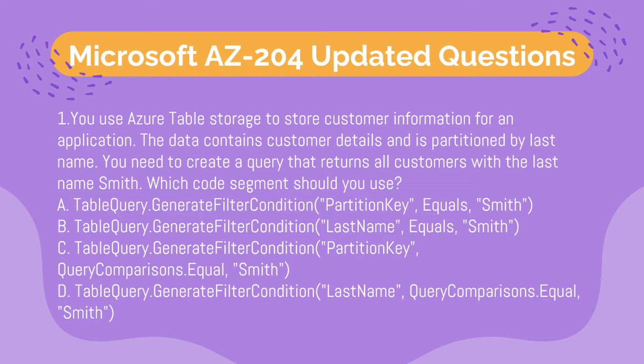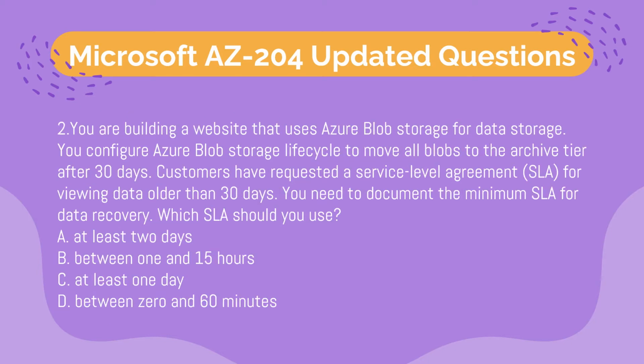A. TableQuery.GenerateFilterCondition, PartitionKey, Equal, Smith. B. TableQuery.GenerateFilterCondition, LastName, Equal, Smith. C. TableQuery.GenerateFilterCondition, PartitionKey, QueryComparisons.Equal, Smith. D. TableQuery.GenerateFilterCondition, LastName, QueryComparisons.Equal, Smith.